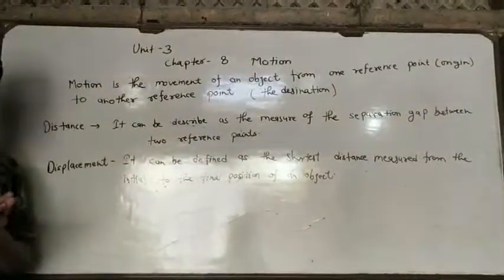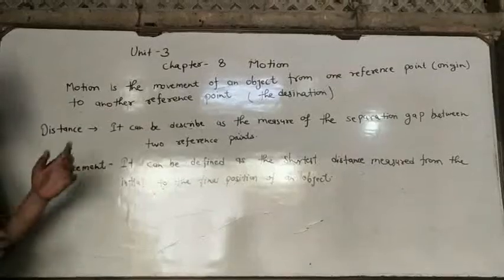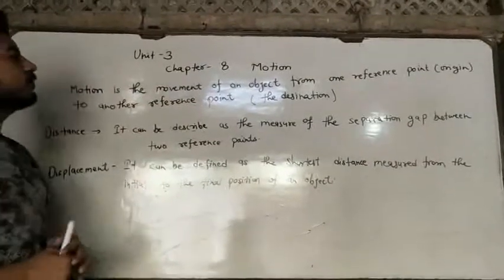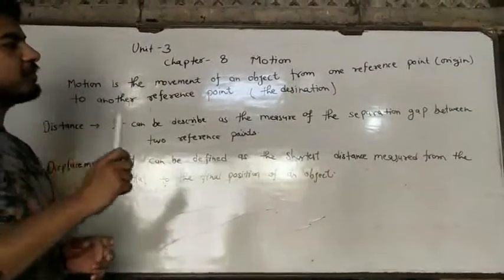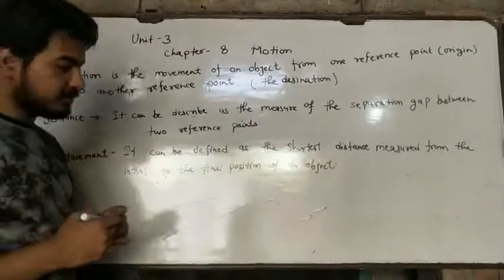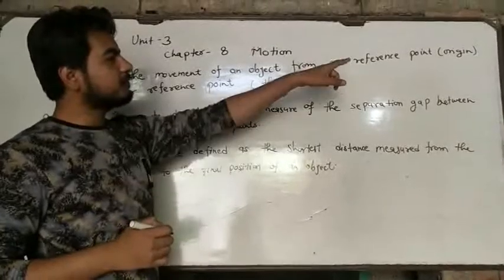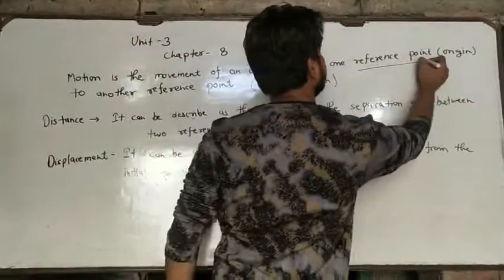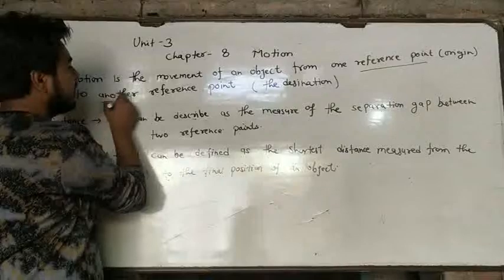So what is motion? We can define motion. Motion is the movement of an object from one reference point to another reference point, the destination. Here we use a reference point and another reference point.